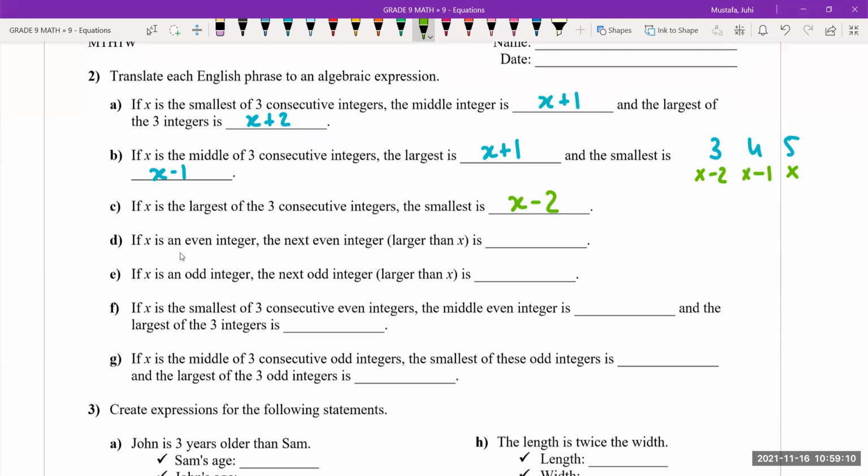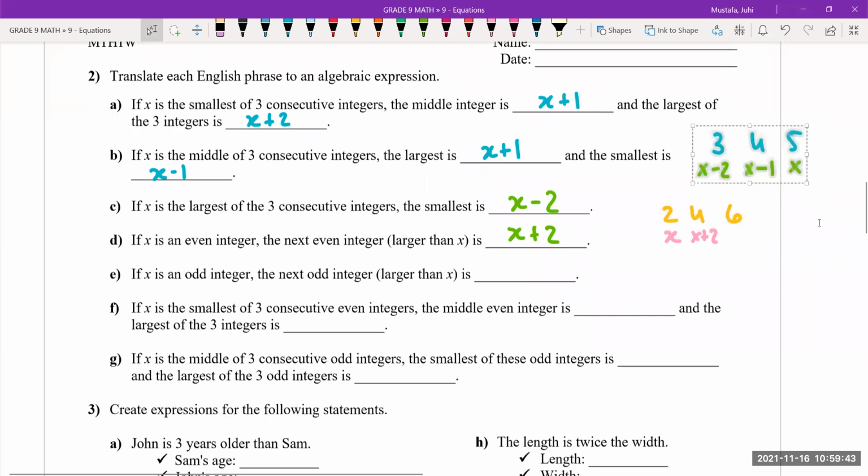Slow me down. If x is an even integer, okay, so now we're talking about even integers. Let's put our most common even integers down, which is 2, 4, and 6. And they're consecutive, right? One after the other. So if x is an even integer, let's say it's this one right here. The next even integer is going to be, yeah, you're just adding 2 to it. So it's going to be x plus 2. I'll keep the examples right beside the question.